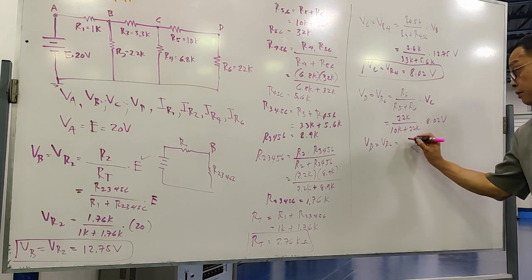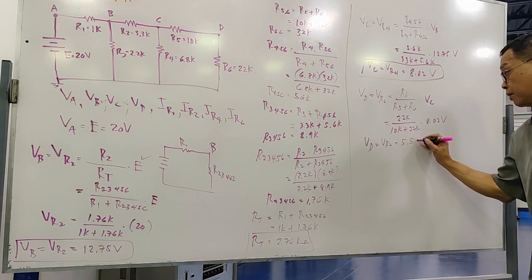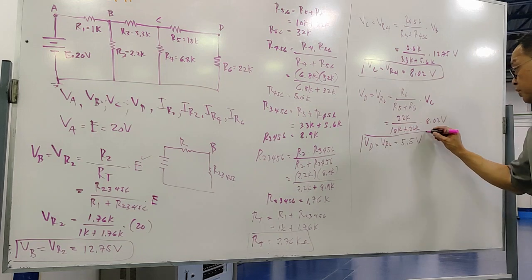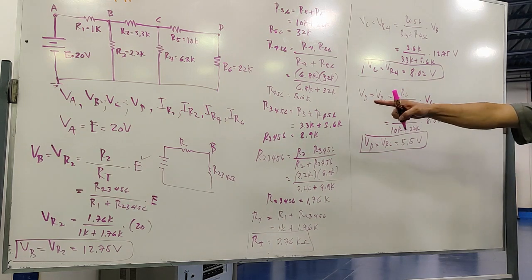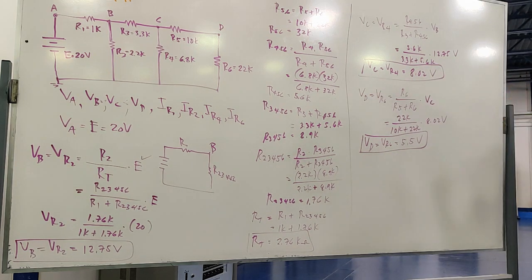So VD now, which is VR6, how much is the value? 5.5 volts. Check again. Same? Okay, good. So we have now VA, VB, VC, and VD. As you can see. So next, what do we need? Current. I think it's easy now because we have the voltage. By simple Ohm's law, we can apply the rule, right?